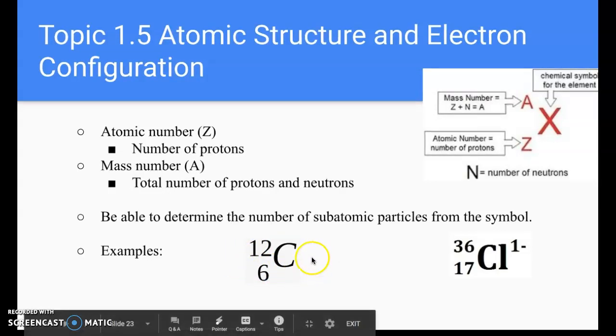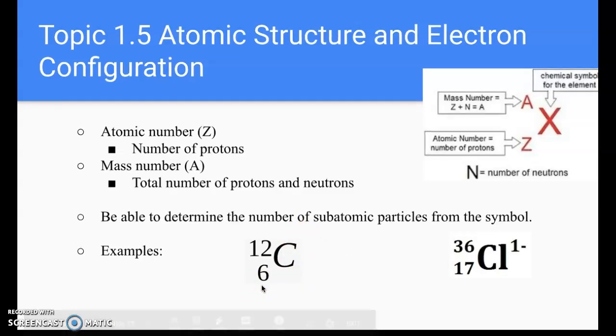For the number of electrons, we have to factor in a charge. So with nothing here, that means it's just a neutral carbon atom. That means the protons and electrons are equal. So for this first example, there's 6 protons, 6 neutrons, and 6 electrons.